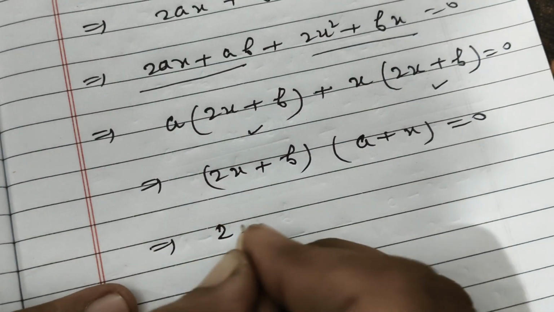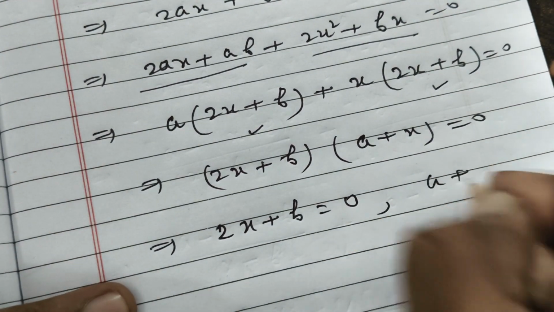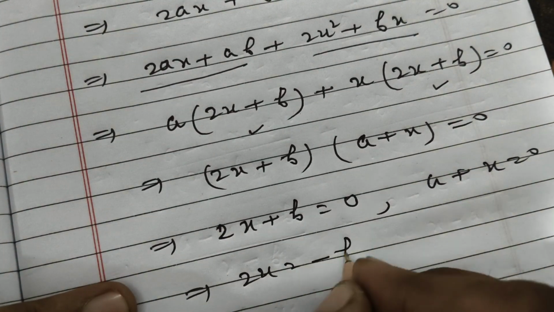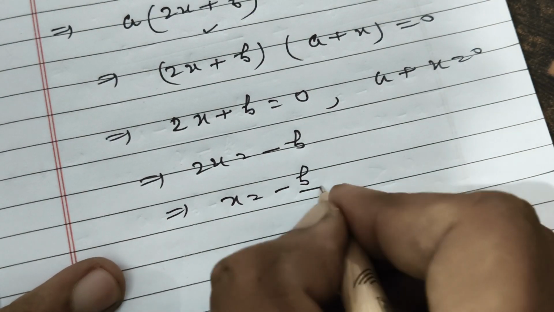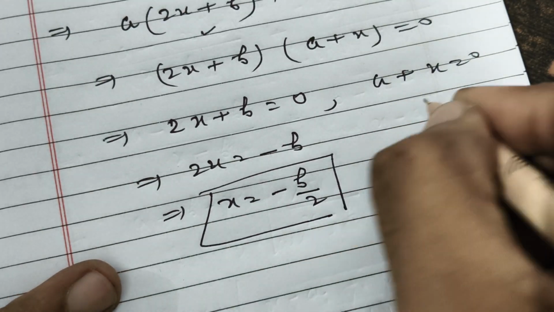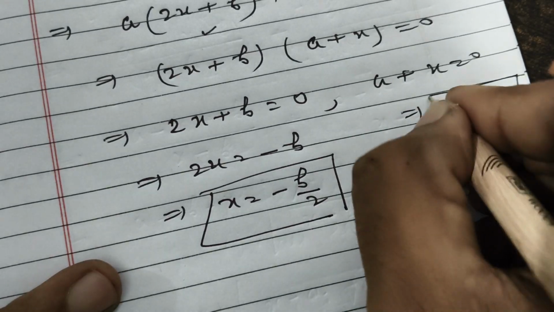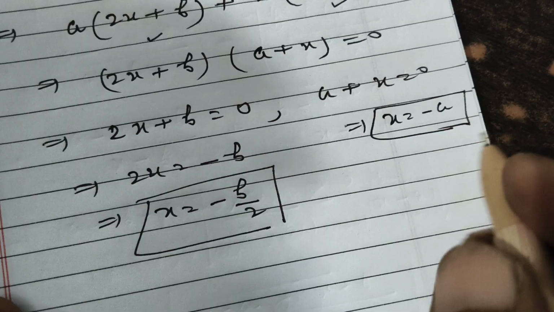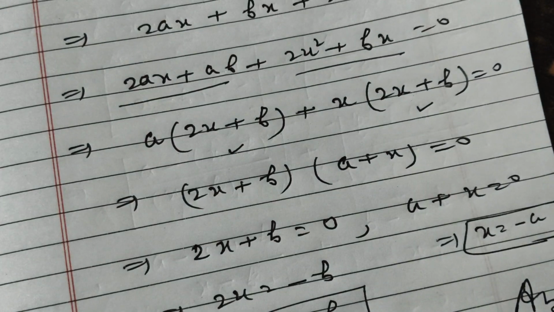That implies 2x plus b is equal to 0, or a plus x is equal to 0. That implies 2x is equal to minus b, or x is equal to minus b upon 2. From here, a plus x is equal to 0, that implies x is equal to minus a. So x is equal to minus b upon 2 and x is equal to minus a are the solutions of the given quadratic equation. Thank you so much.